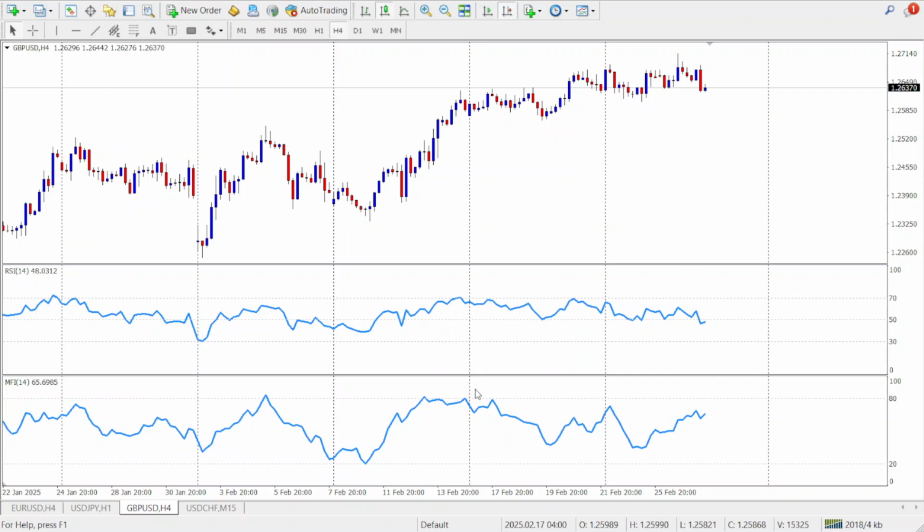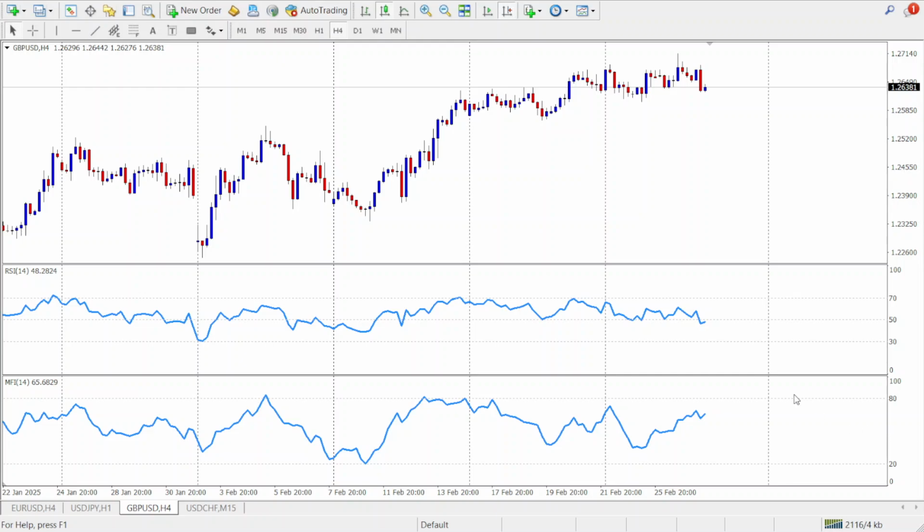An MFI above 80 suggests strong buying pressure, meaning the market could be overbought. An MFI below 20 suggests strong selling pressure, signaling the market could be oversold. Now, because it includes volume, many traders believe that MFI provides stronger and more reliable reversal signals compared to the RSI. But does that mean that MFI is better than the RSI? Let us just break that down.